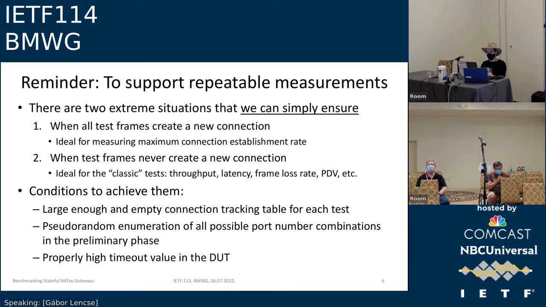in the second phase. And of course, to be able to achieve these clear conditions, we have to use the following three things. We need a large enough and empty connection table before each test. We use a random enumeration of all possible port number combinations in the preliminary phase. And we use a properly high timeout value in the device under test. It means that the timeout value must be larger than the length of the preliminary phase plus the delay between the two phases plus the length of the real test phase. Then the connections do not time out. So could you go to the next slide?